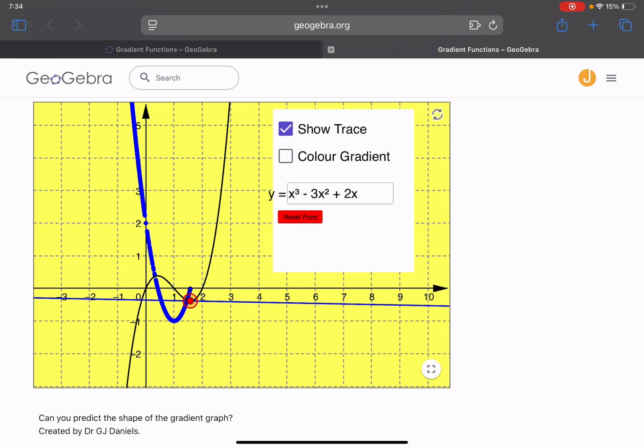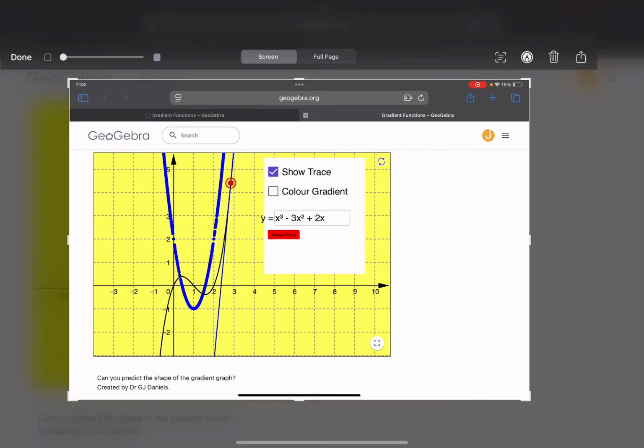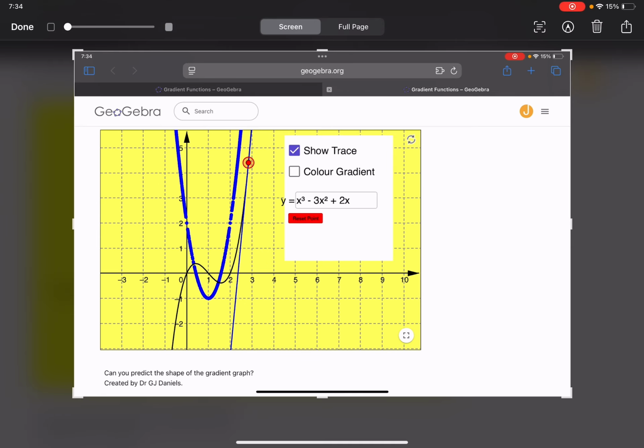So my gradient function is crossing the x-axis again. And now the gradient's positive, getting bigger, more steep. And there we go. That is what the gradient function looks like for that cubic. Again, just highlighting the key points here.